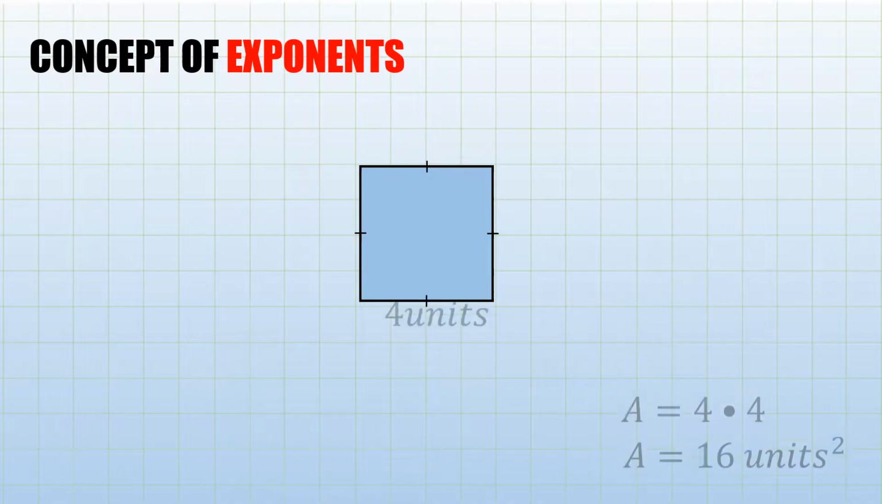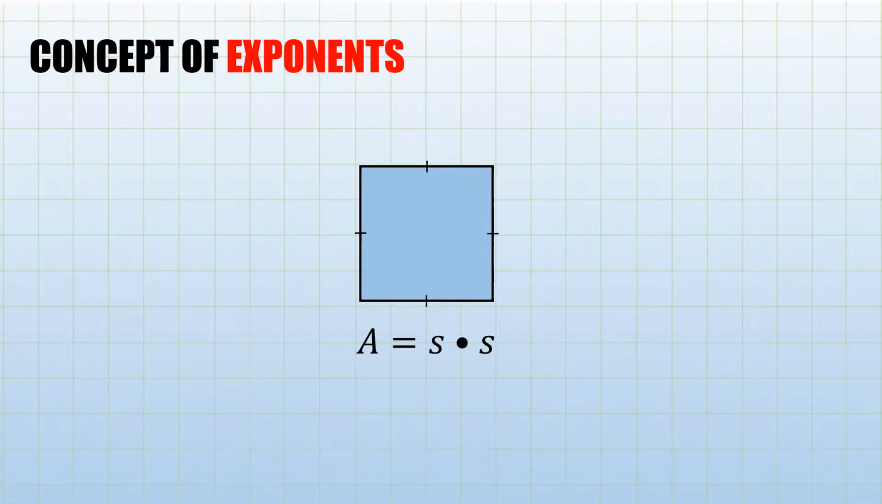Now, if we let one of the sides be S, then the formula for the area becomes A, or area, equals S times S. And this expression, S times S, can be simplified to S squared. This is the reason why the formula for the area of the square is area equals S squared. And S times S is what we call expanded form, and S squared is the exponential form.